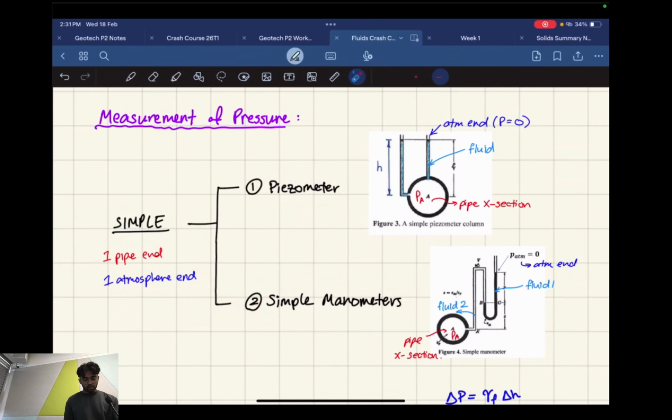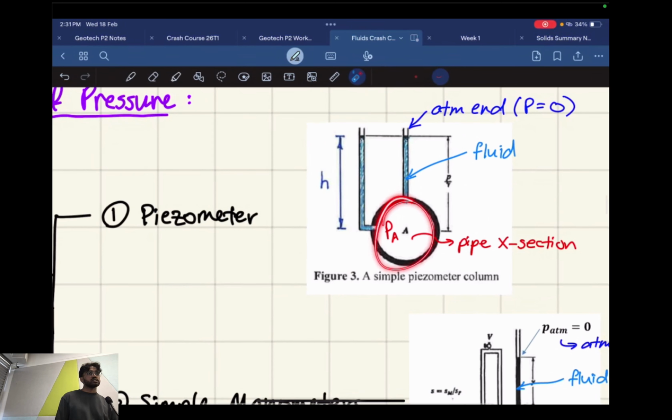Right. So over here we have the pipe end. This is looking at the cross section of the pipe. So this is my pipe. I'm cutting it here and I'm taking a look at this way. That's the cross section. Okay. So we've got that pipe end and then the atmospheric end up here. So it connects to the atmosphere.